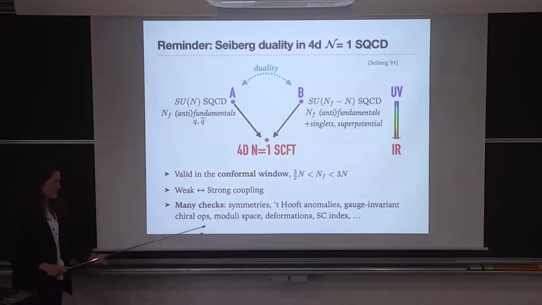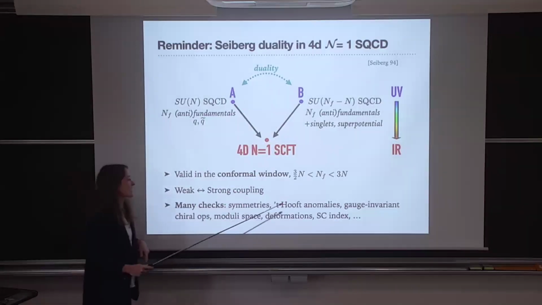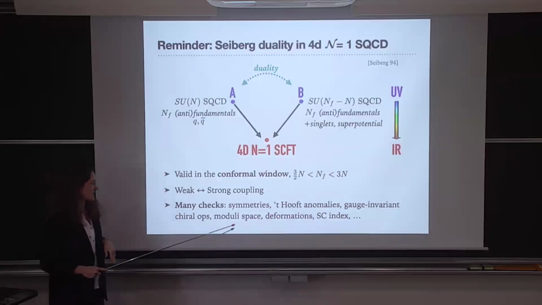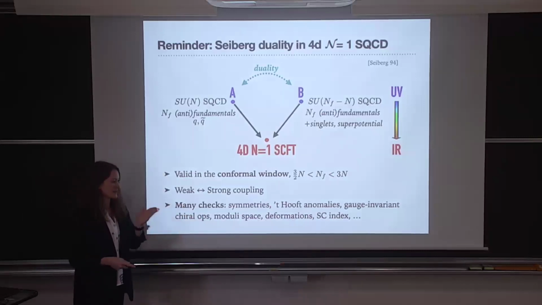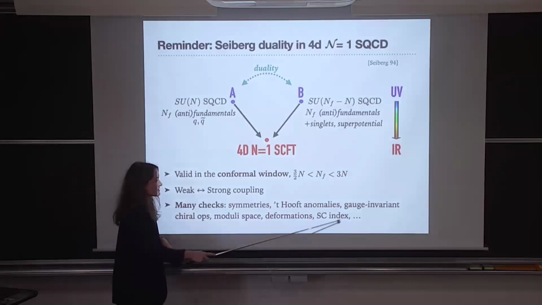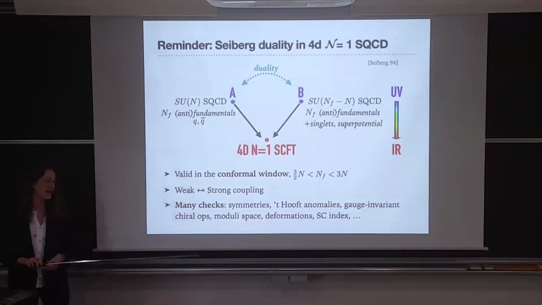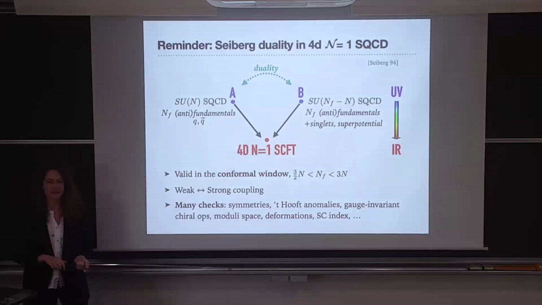And of course, there are many checks of this duality. Everything from the global symmetries match on either side, the 't Hooft anomalies match, all the gauge invariant chiral operators can be shown to match on either side, and the moduli space. You can look at deformations of each theory and check that doing one deformation and its analog on the other side gives the same consistent results. The superconformal index matches, which is an extremely strong check. The fact that the superconformal index is identical on either side of the duality is a very, very strong check, and so on.